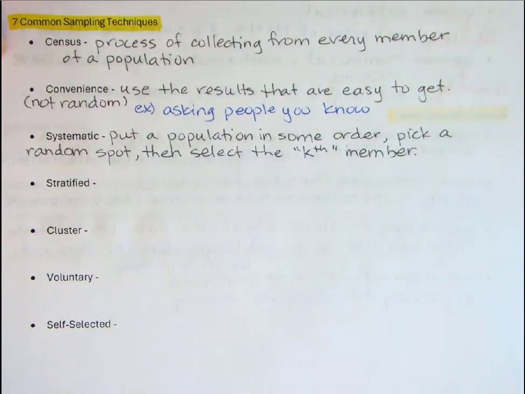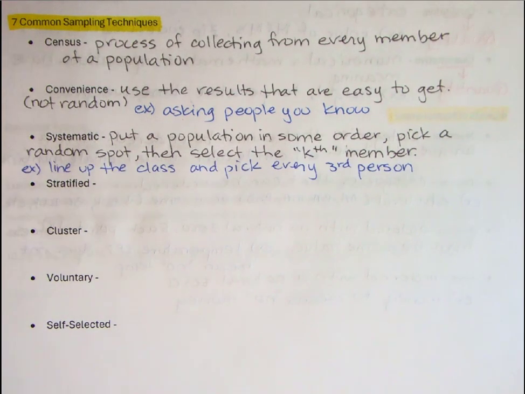Systematic. This is where you put a population in some order, you pick a random spot, and then you select every nth member. An example of this is if I ask the entire class to line up, you put yourselves randomly in order, and I just pick every third person.